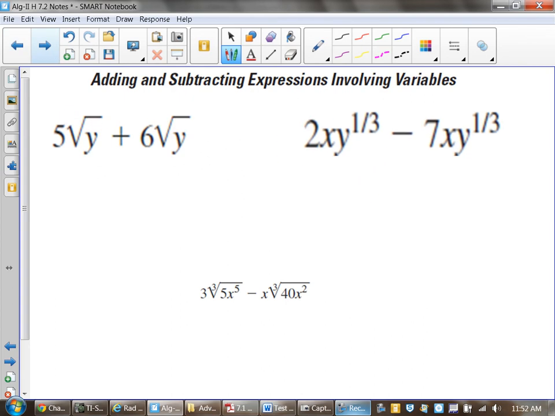Again, adding, subtracting, simplifying expressions with adding and subtracting, you're looking to make sure that you have the same nth roots or the same rational exponents to be able to do that. Sometimes you might have to simplify something here or there to make it work. Sometimes you'll be pleasantly surprised. For example, 5 root y plus 6 root y is 11 root y.